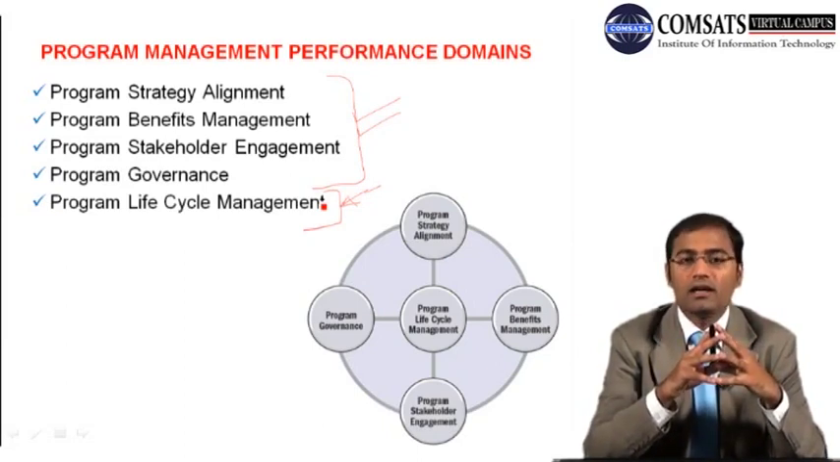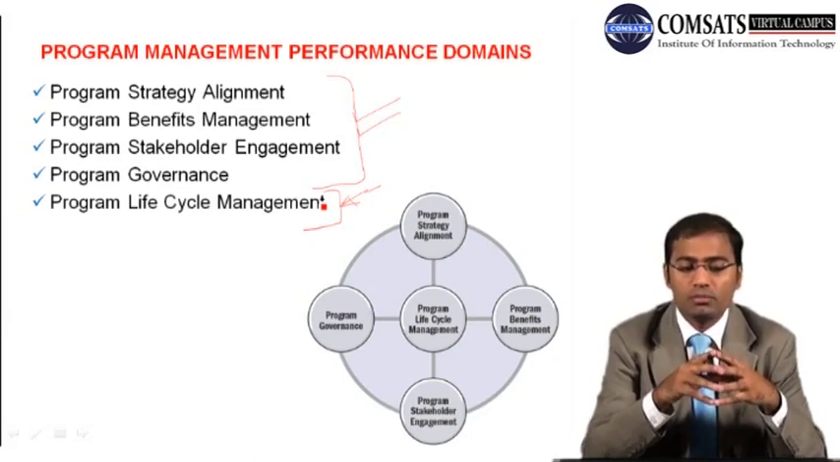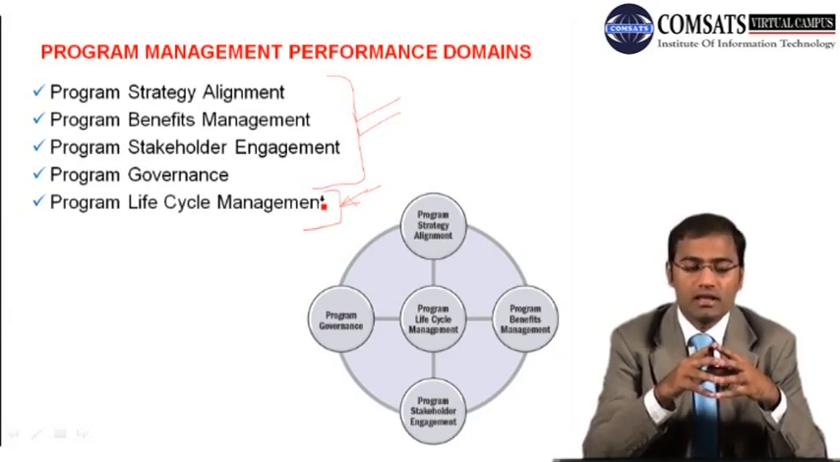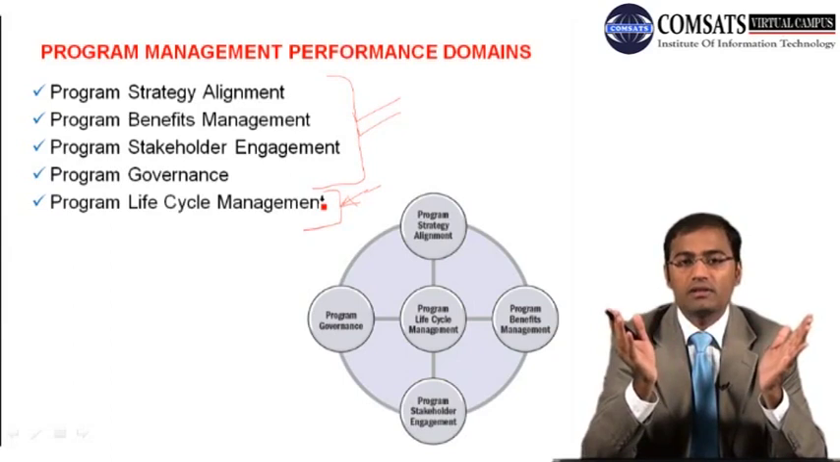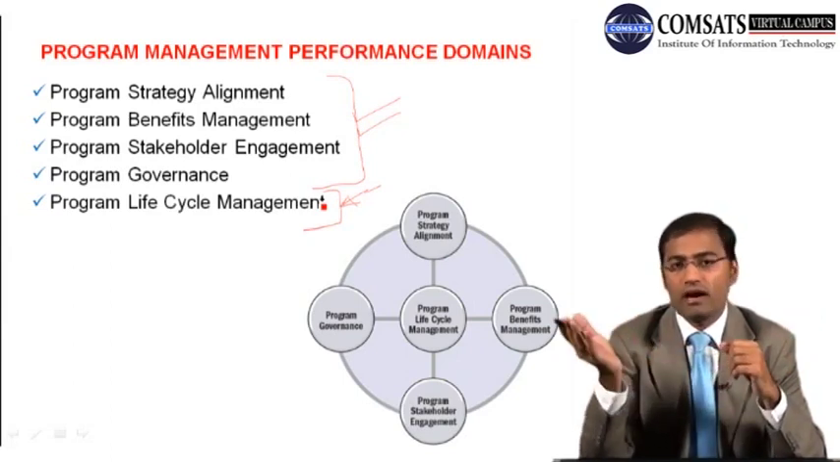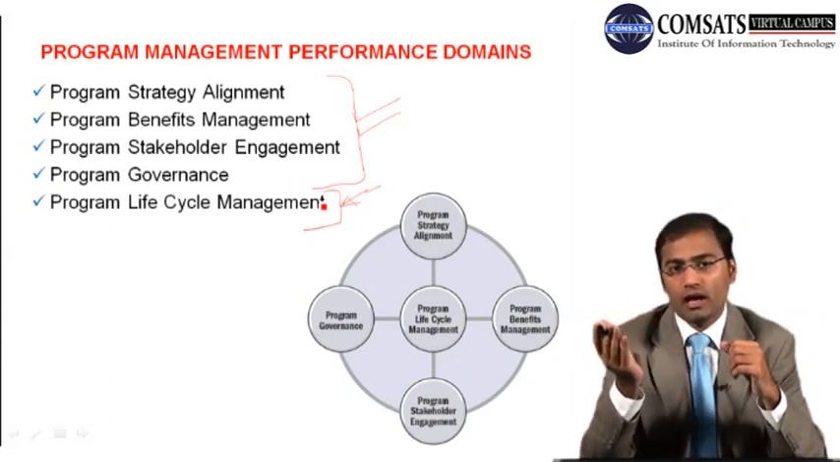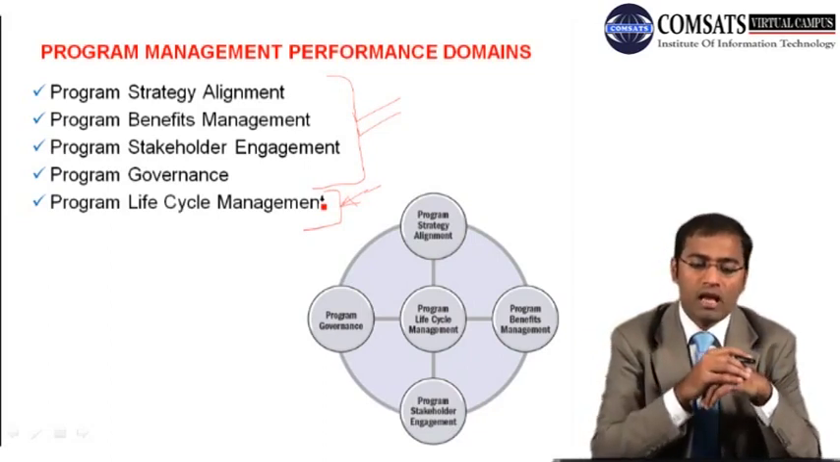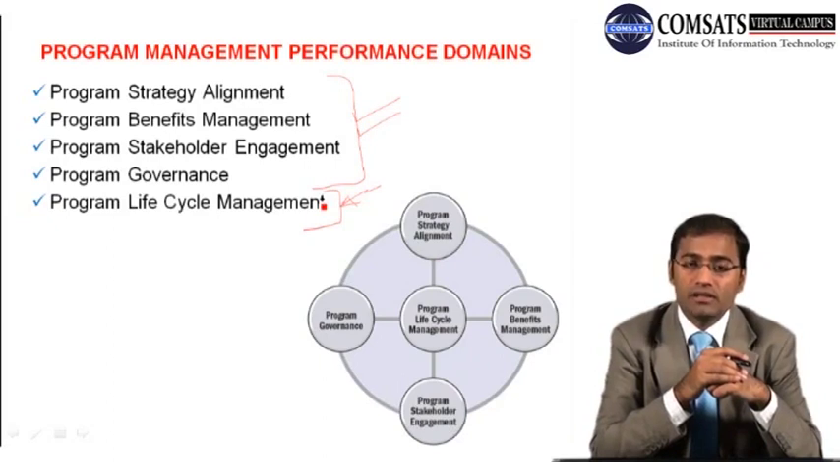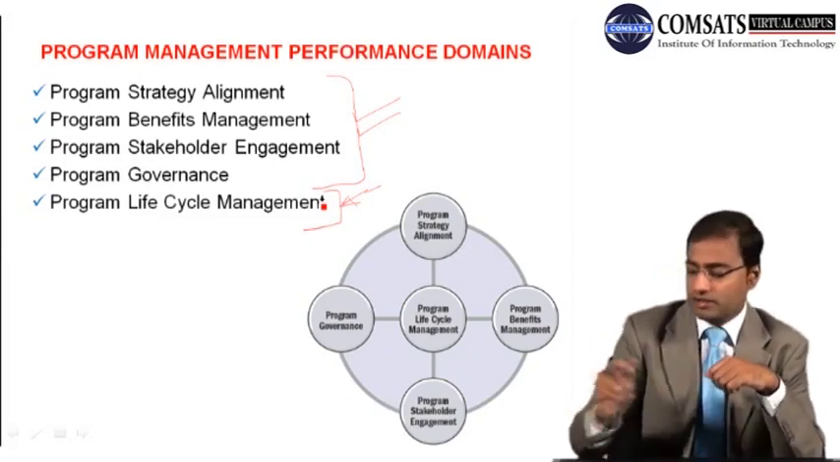So let's start understanding what program strategy alignment is. The structure is very much there. We have 5 domains on which we are going to evaluate the performance of our program, and these 5 domains are being discussed over there. The first 4 will be discussed briefly, and the 5th one will be discussed comprehensively in today's session.